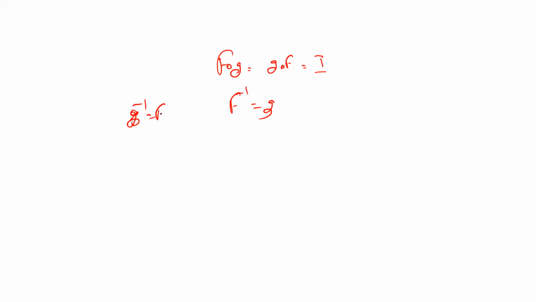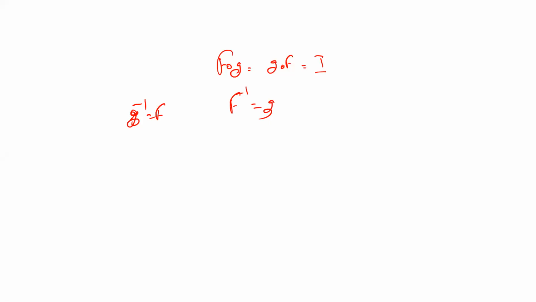Or G inverse is equal to F. That means if you operate F with G, that means F composition G is equal to G composition F is equal to identity function, then we will call one is the inverse of the other.